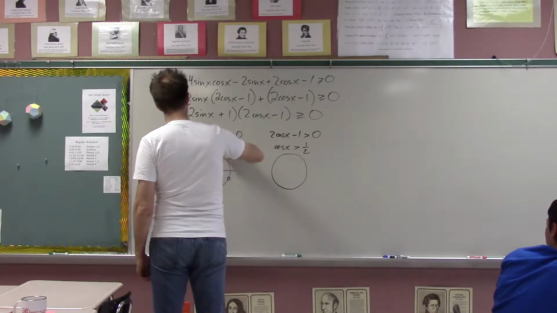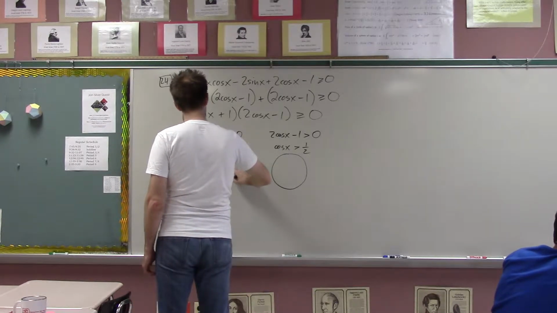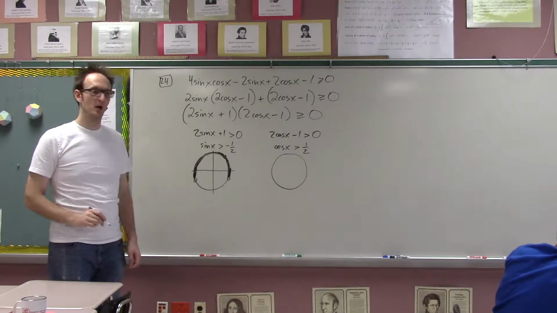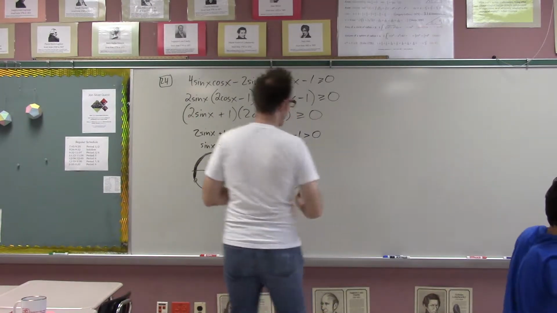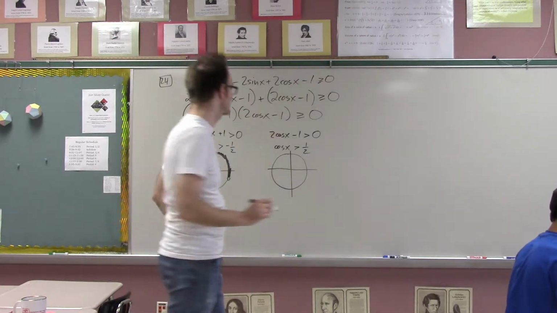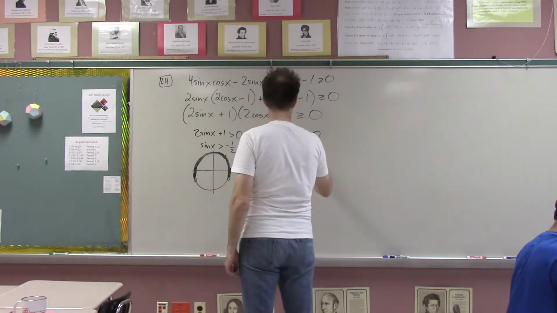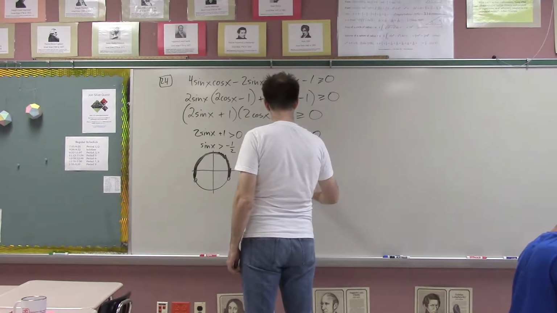Alright, maybe I'm going too slow. Does everyone agree that this is when sine is greater than negative a half? Yeah. Okay. And then when is cosine greater than 1/2? Well, cosine's the x coordinate. So cosine's a half like over here, basically. All this.